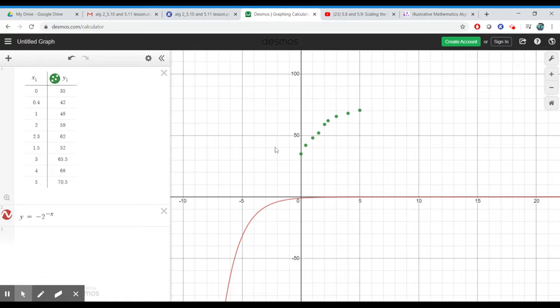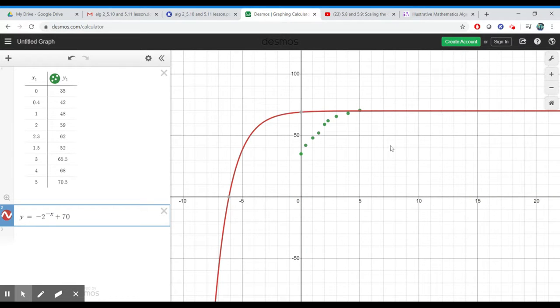I know that the graph here stops increasing much after we hit x equals 5. So adding a number close to 70.5 should get us close enough to top out at about where we want to. So I'm just going to add 70 to mine, and we'll see how that looks. Okay, there we go. That looks like about the right maximum value.